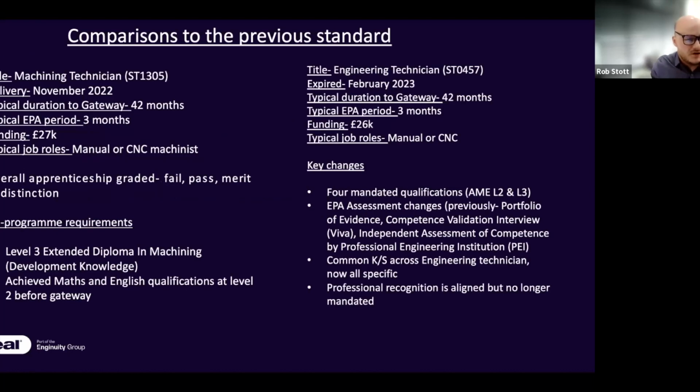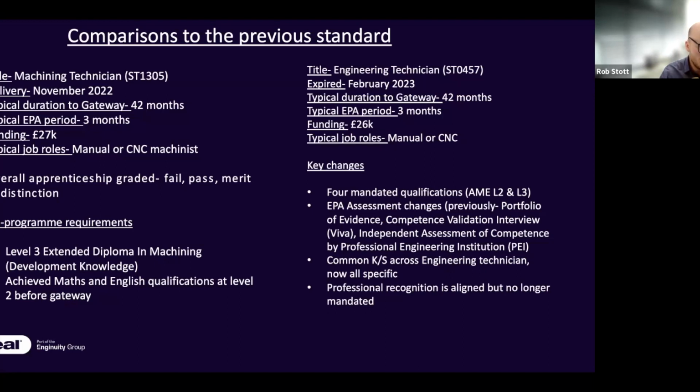So let's just have a look at the current standard, but let's draw attention to the existing standard as well, so hopefully you can understand that in a bit more detail. The new standard is machining technician, ST1305. Delivery was approved in November last year, 2022, and typical duration to gateway is 42 months. Typical endpoint assessment period is 3 months, and funding for this particular standard is 27K. Some particular job roles could be manual or CNC machinist, and overall it was graded fail, pass, merit or distinction.